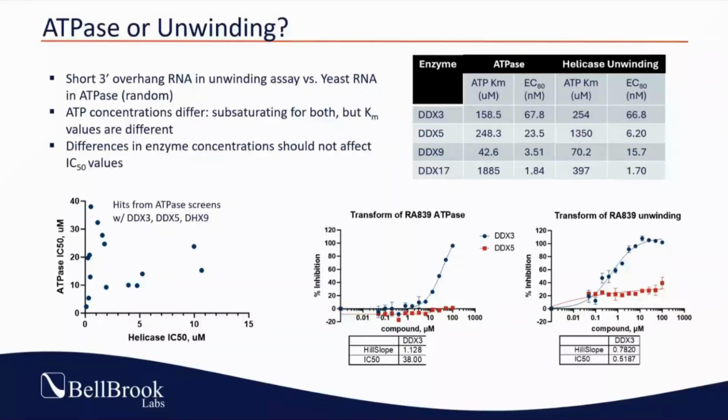So one possible explanation for this, which we think is pretty likely, is that this compound is acting to uncouple the ATPase activity from the unwinding activity. So it could be an allosteric inhibitor where it's actually preventing the translation of the energy from ATP hydrolysis to the unwinding of the RNA.